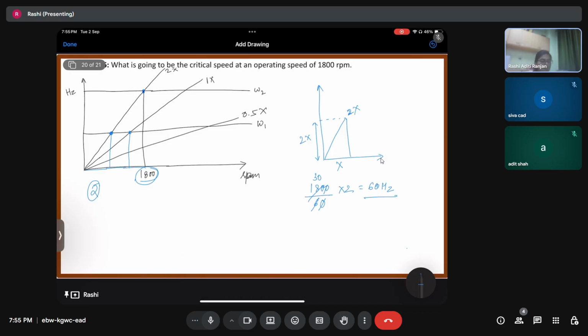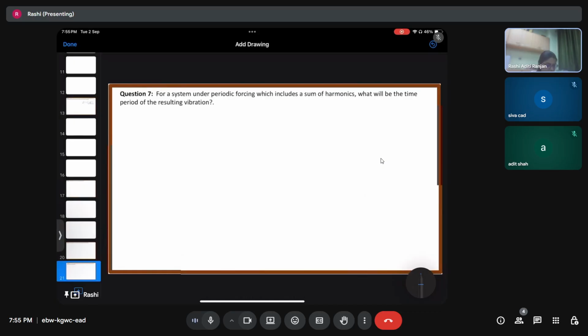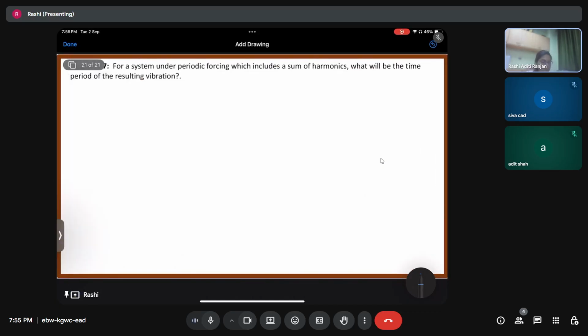Okay, now coming on to the last question for today. So we have a system under periodic forcing, which includes a sum of harmonics. What will be the time period of the resulting vibration? Okay.